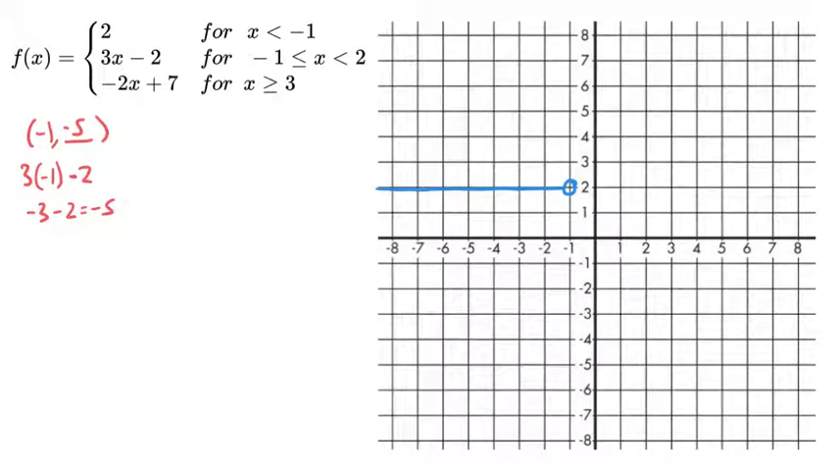And it is a closed circle because it's or equal to. So I'm going to put a closed circle at -1, -5. All right, so -1, -5 will have a closed circle. All right, next I'm going to plug in 2, because I'm going to do the second side of the interval to the same function. So I'm going to plug in 2.